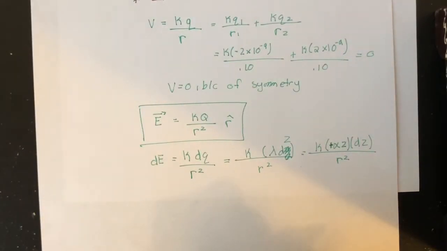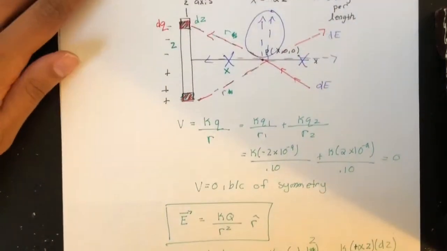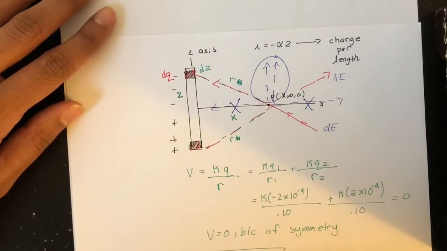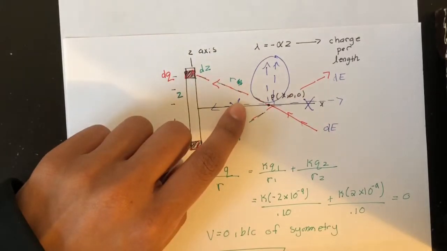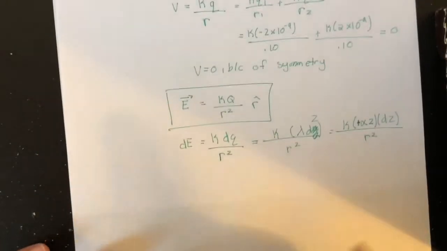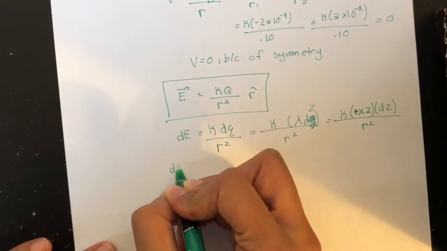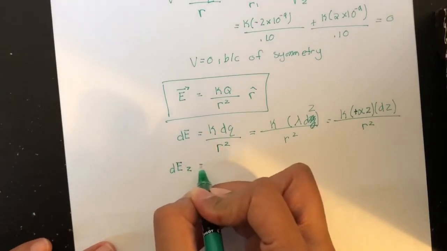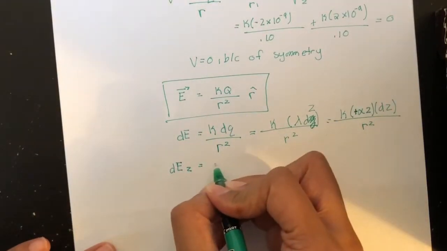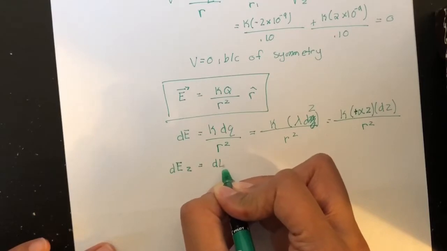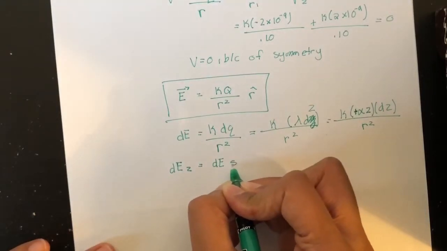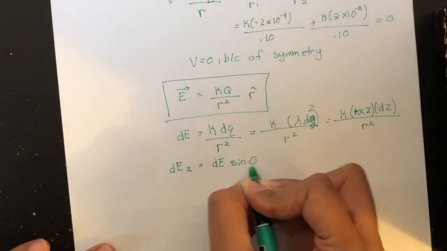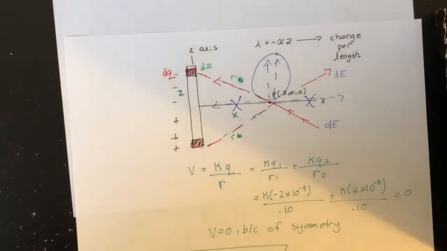So it should be positive. And then that's dE, but our electric field has components that add in the z direction only. So dE_z equals dE sine theta.